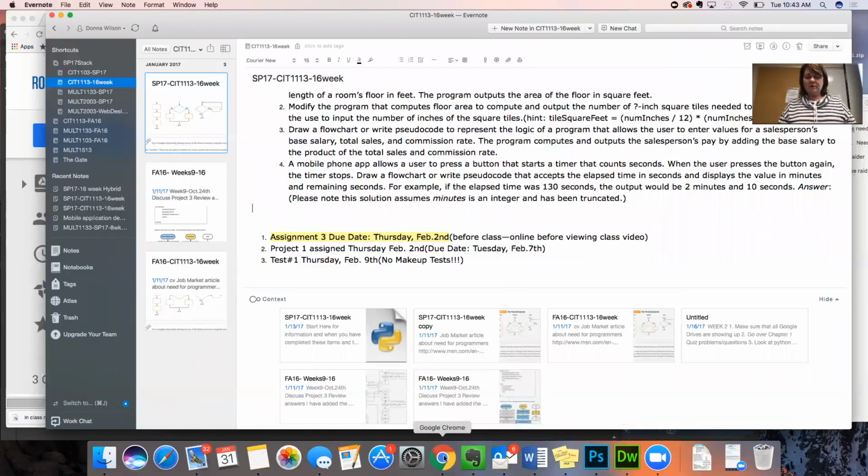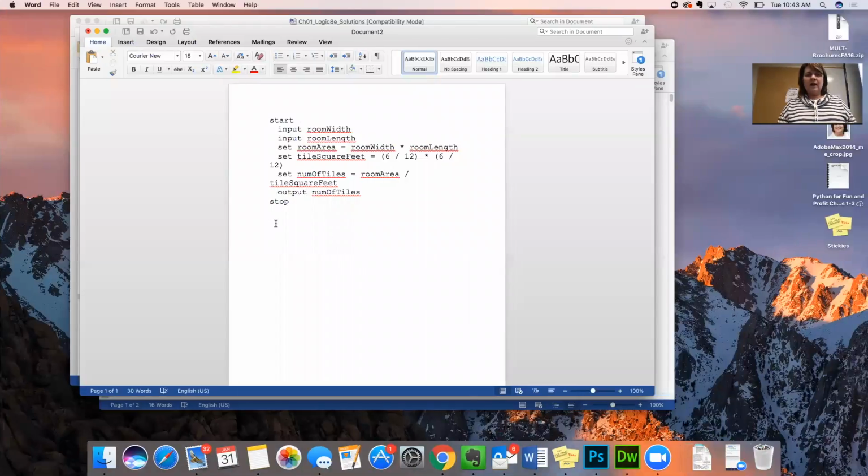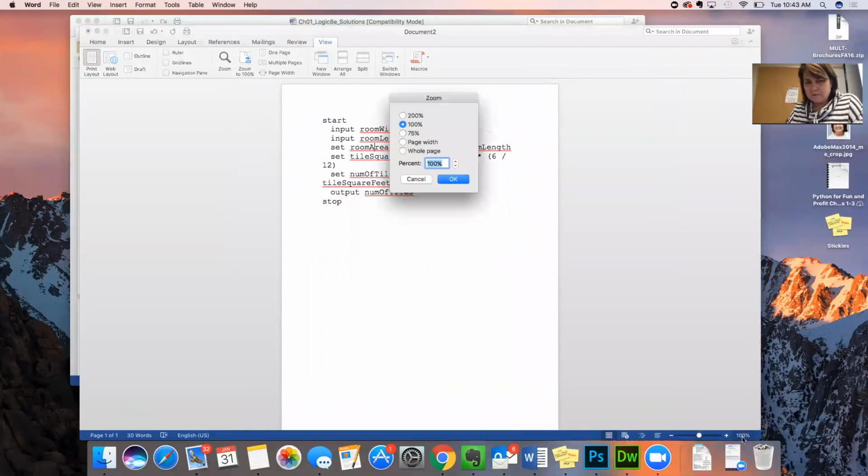Number 2, let's see. Oh, is that the one that I just put up? The output is number of tiles. So if you say number of tiles is equal to the room area, however you calculated the area, divided by the number of tiles per square feet. Pardon? Oh, sure. Let me see if I can do that. For some reason it's not letting me zoom. I don't know what the problem is. There we go. Okay.